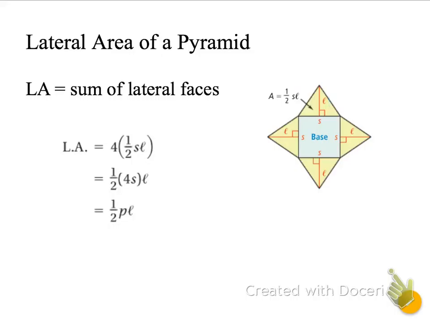And then to find the lateral area, remember, you're trying to find the area of all 4 sides added together, or you could just multiply it by 4. That's why we come up with the lateral area equation being 1/2 times P times l, or the perimeter times the lateral height.